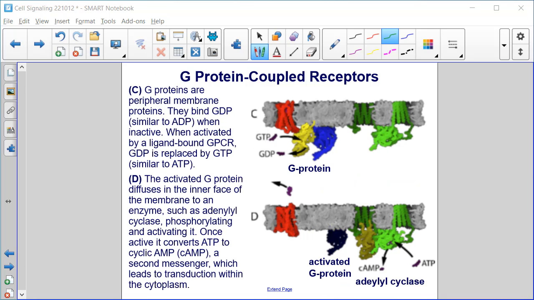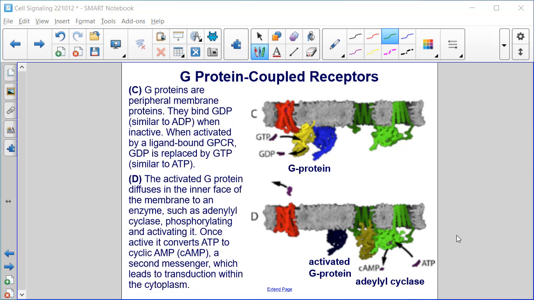In C, G proteins are peripheral membrane proteins. They bind GDP, similar to ADP, when inactive. When activated by a ligand-bound GPCR, GDP is replaced by GTP, similar to ATP. So you can see that now GTP can bind.